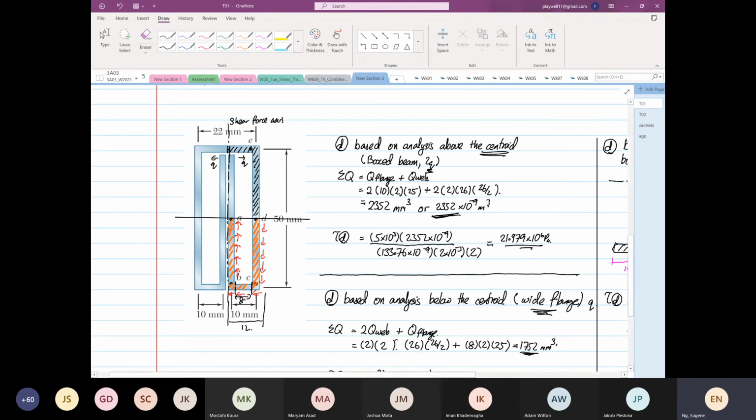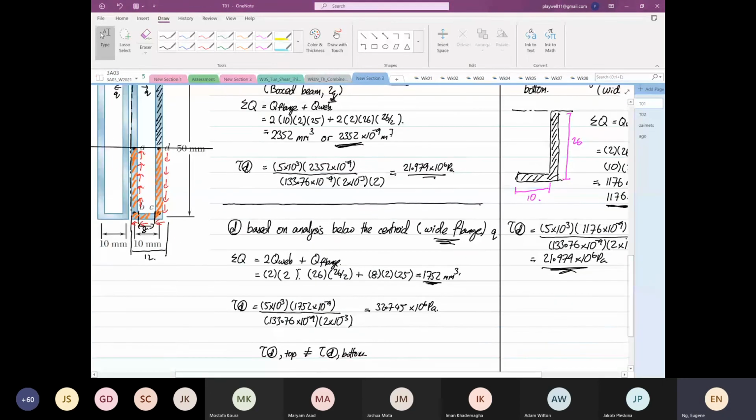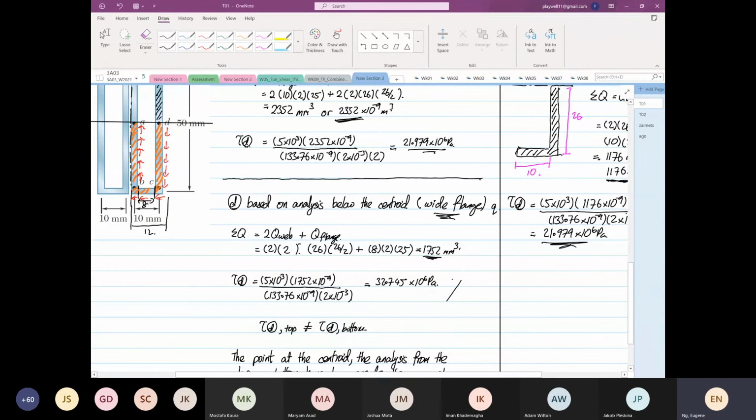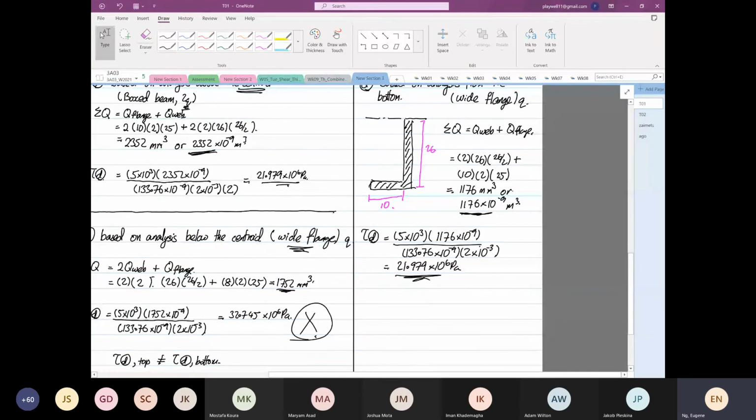But it went in the reverse direction, and that's wrong. We cannot apply this anymore. This is confirmed wrong. And the confirmation of wrong, the criteria is the value obtained from the top and the bottom are not the same. The only way that it has to be the same is using just a shear flow in one direction.